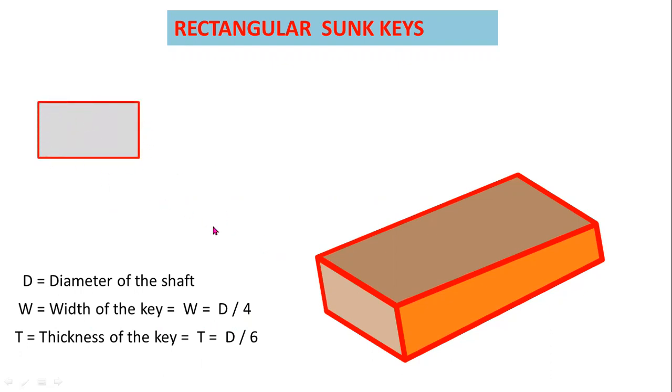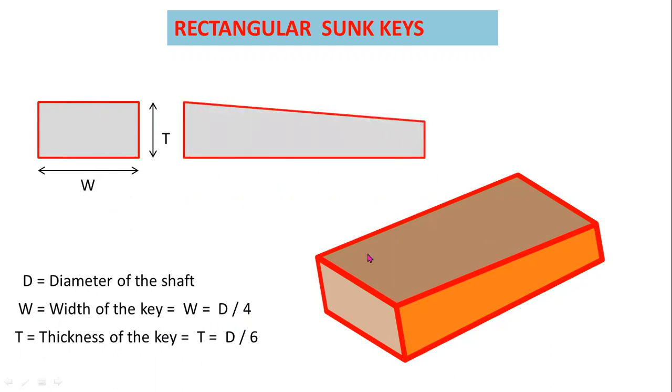This is a side view of this rectangular sunk key. This is the width and this one is thickness. And this one is the front view. Here in the front view, you can observe the length of the key. The length of the key always depends upon the size of the coupling or hub. Here, the bottom surface has no taper, but we have to provide a taper of 1:100 for the top surface.